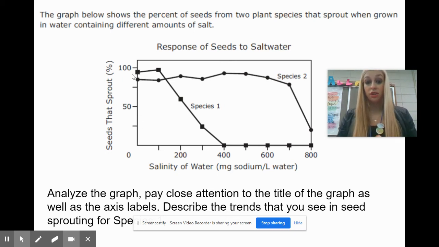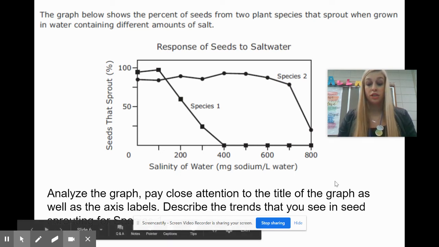When there's no salt in the water, almost 100% of the seeds sprout. When there's some salt in the water, even more seeds sprout. But after that, if it gets any saltier, there's a sharp decline in the number of seeds that sprout. If we look at species 2, they sprout pretty consistently with any amount of salt until it gets above 700. And then they also have a sharp decline.